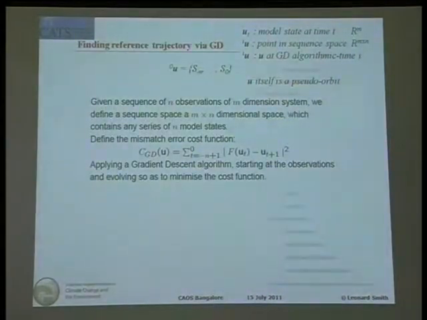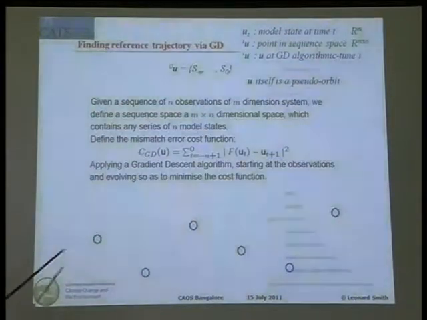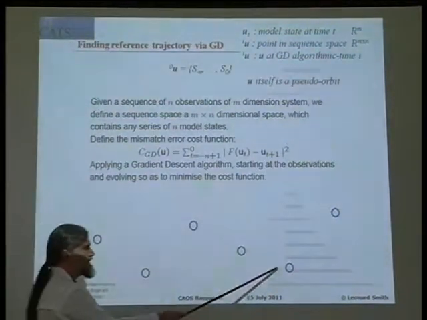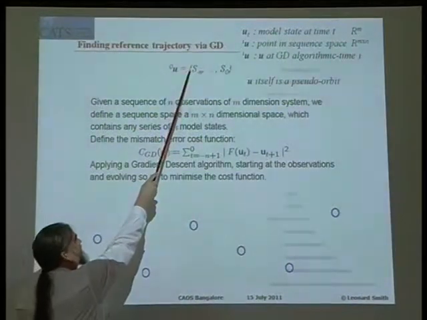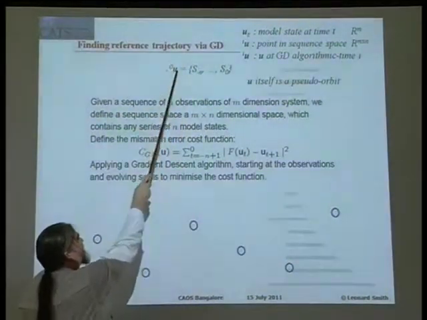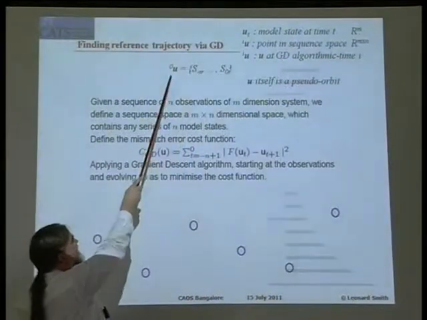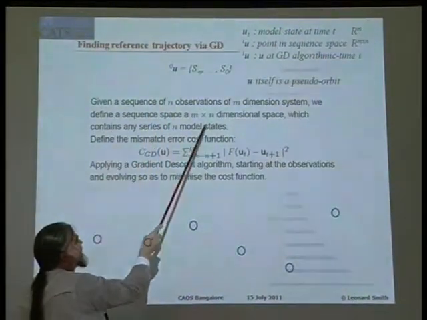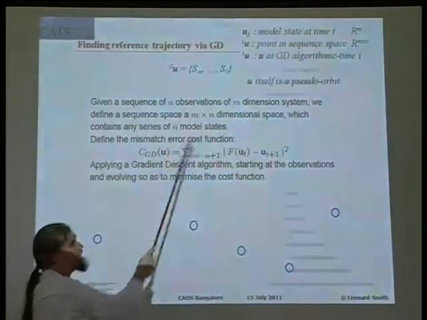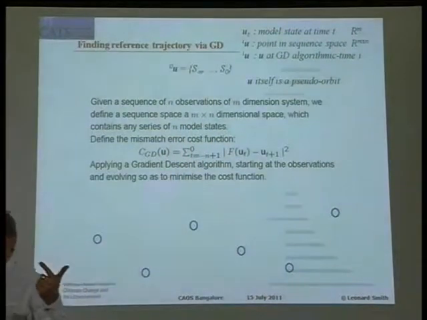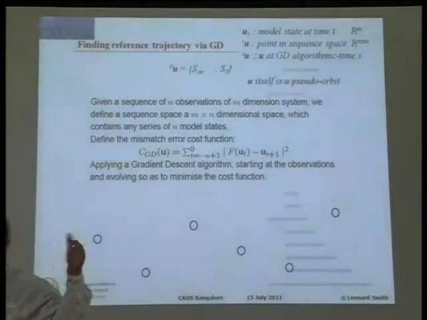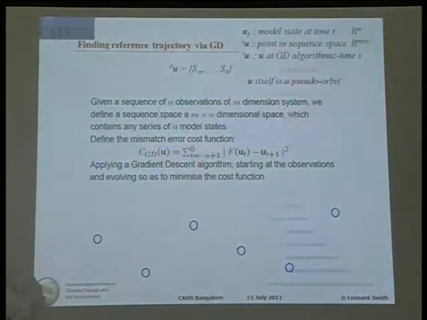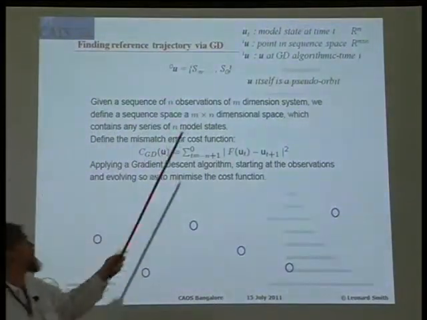So what we're going to do instead is take all of those points. Again, this is a series of analyses. We're going to put them together into one vector in a higher dimensional space. So U with a pre-superscript is a vector in this sequence space. It's an M by N dimensional space where M is the dimension of our model and N is the number of analyses we've included in a row. So we have all these analyses in one large vector.